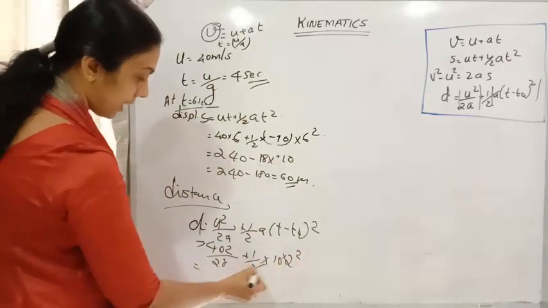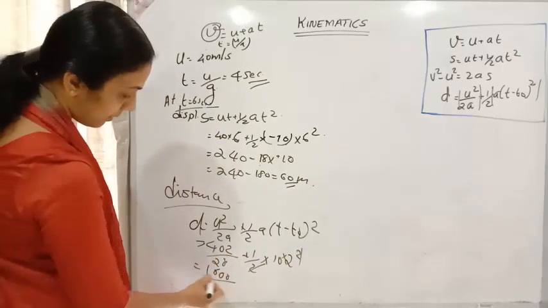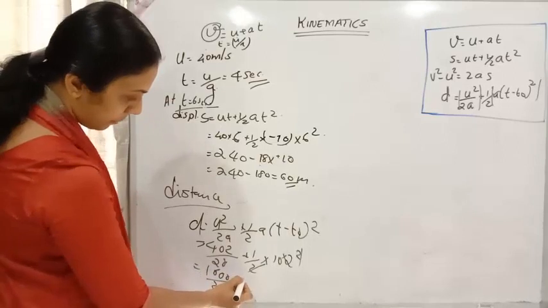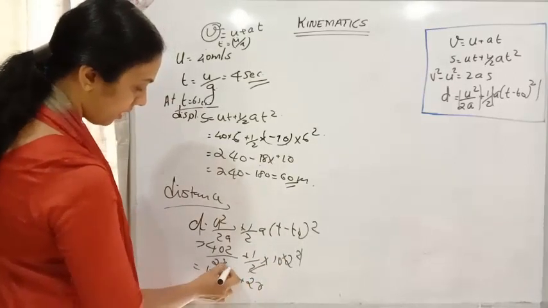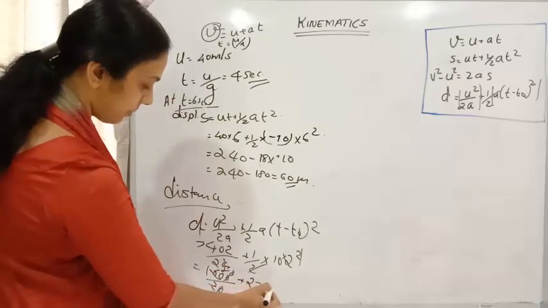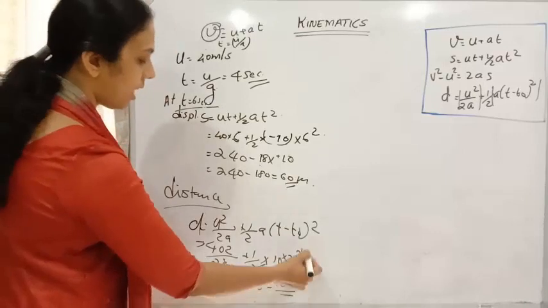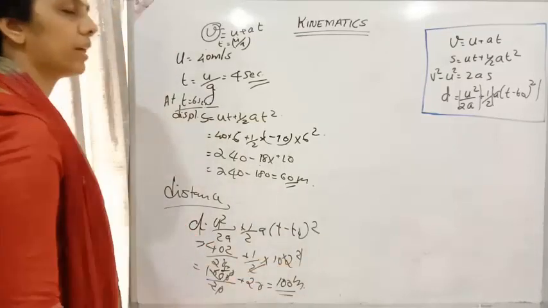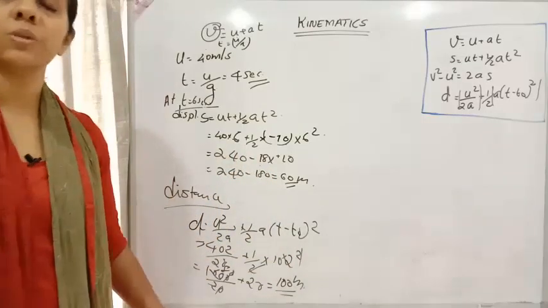Here we will get 1600 divided by 20 plus 20. So here 80 plus 20, it is 100 meters. So here we are getting the distance as 100 meters and displacement is equal to 60 meters.